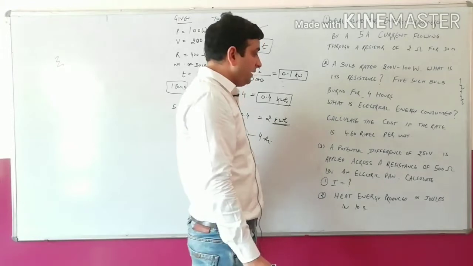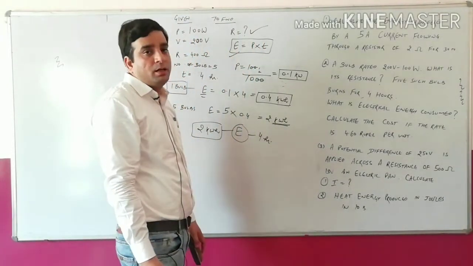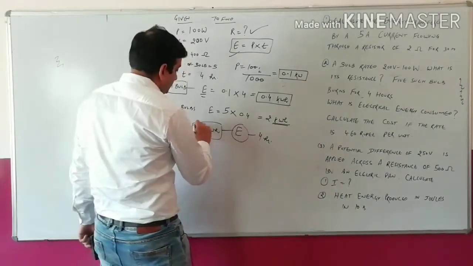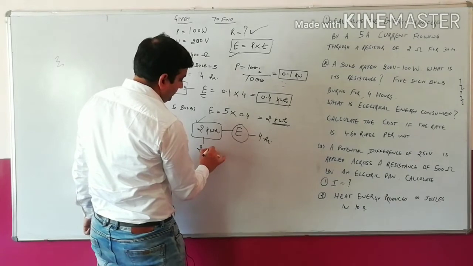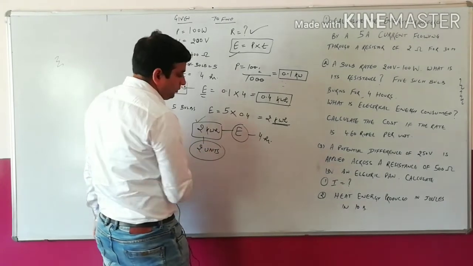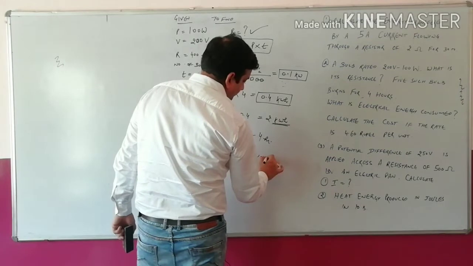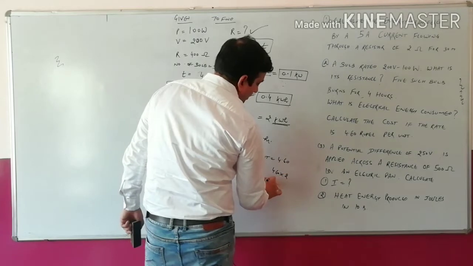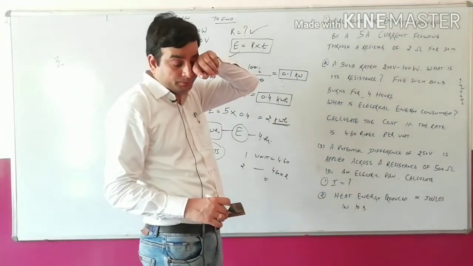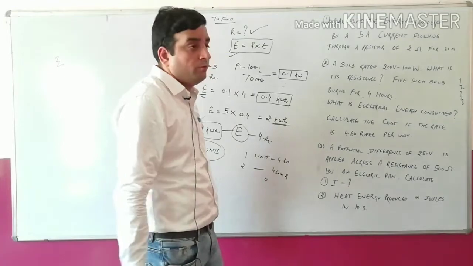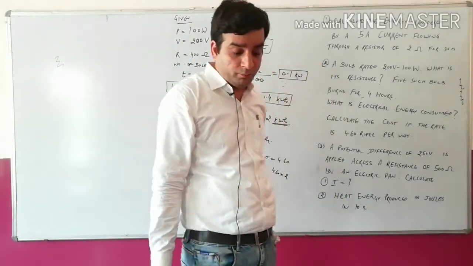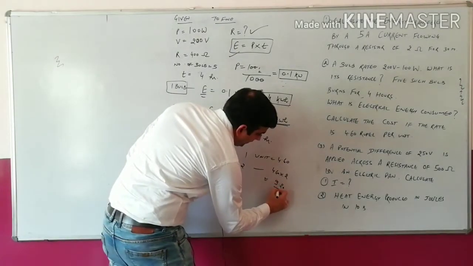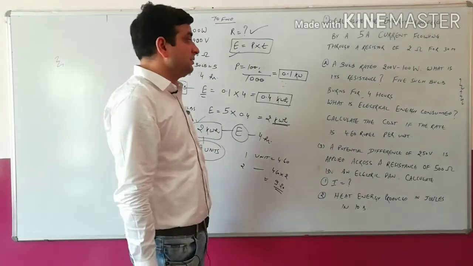Calculate the cost if the rate is 4.60 rupees per unit. कि एक यूनिट का कितने पैसे हैं? 4.60. और हमारे यहाँ पे कितनी यूनिट है? 2 kilowatt hour, and you can write 2 units. So 1 unit का कितना है? 4.60. तो 2 यूनिट का क्या होगा? 4.60 into 2, and that will be, you can calculate this, what will be the answer in case of 2 units. So it will be 9 rupees 20 paisa. So this is the answer of the second question.